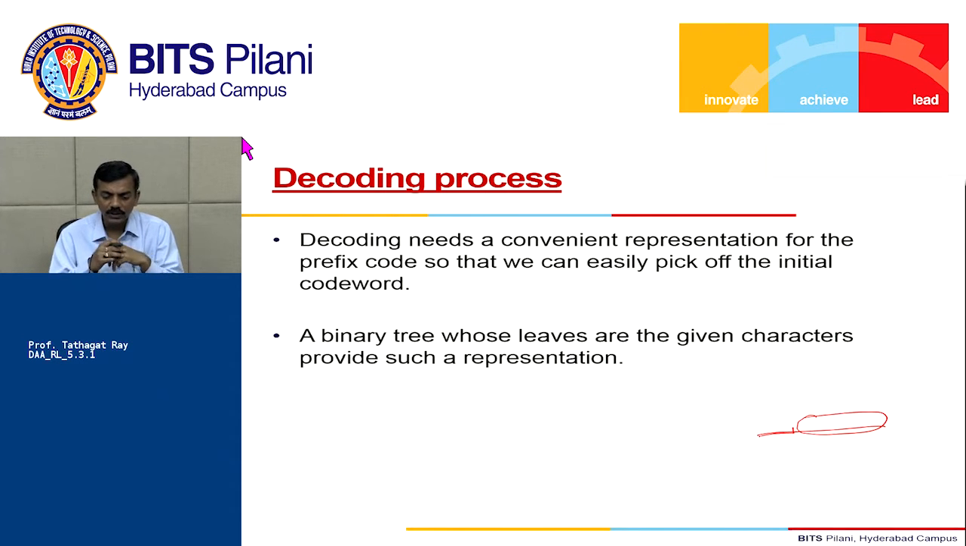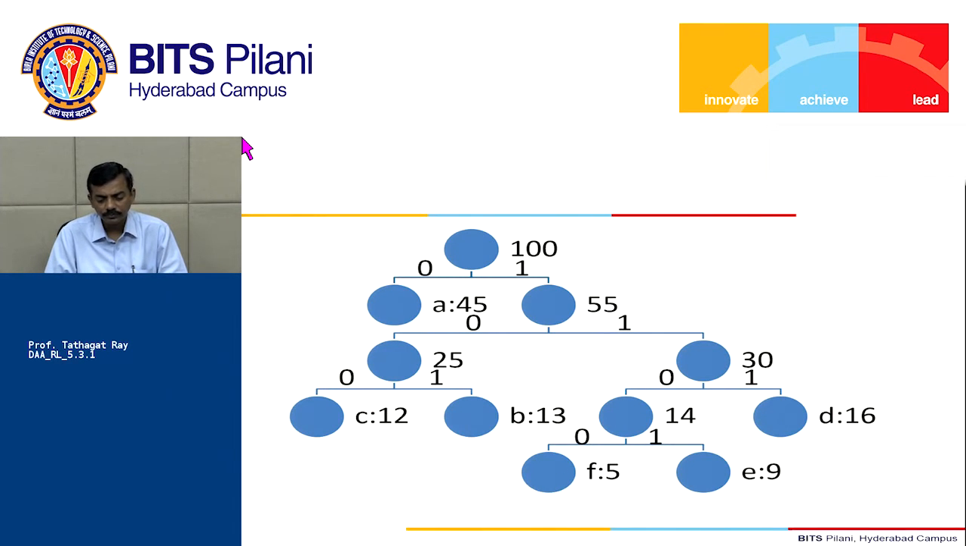In order to do that, I require a convenient representation of my prefix code. What we will use is a binary tree whose leaves are the given characters, which provides such a representation. If the leaves of the binary tree are the given characters, then it's easy to decode. Just look at an example, the same example we are doing, A.